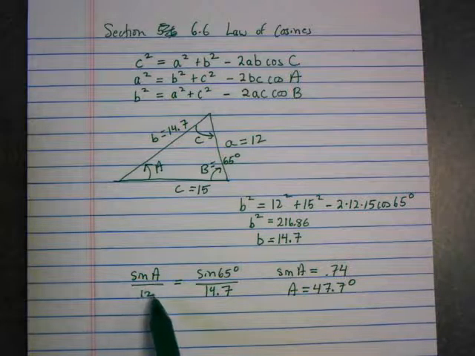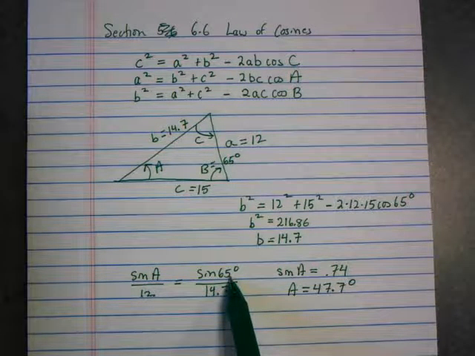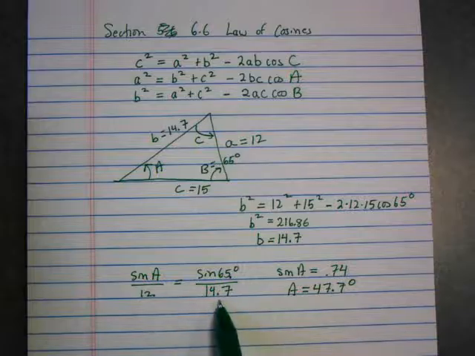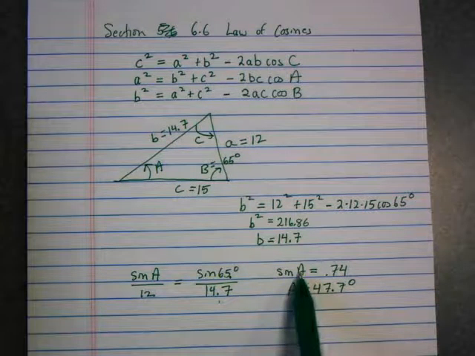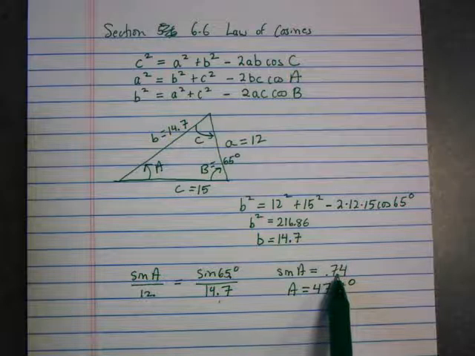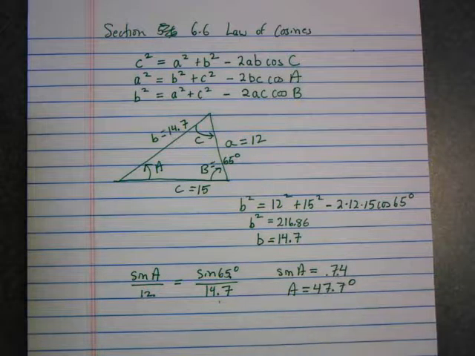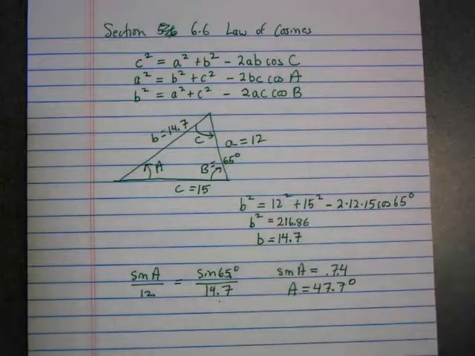I multiplied by 12, so I did 12 times sine 65, and then divided by the 14.7. And that gave me sine of A is 0.74, so then I had to use my sine inverse button. Yeah, you can do it all at once too if you want. That works. All right, how am I going to find C?